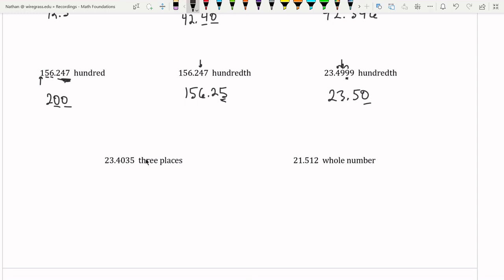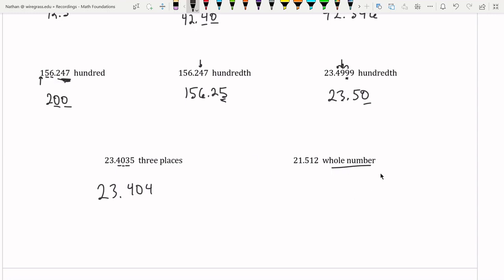Okay, we're going to round this one to 3 places. So we have 1, 2, 3. The 5 is our testing digit. That's going to get rounded up then. So 404, since the 3 gets added 1. We have 3 places past our decimal, so we've done that correctly.